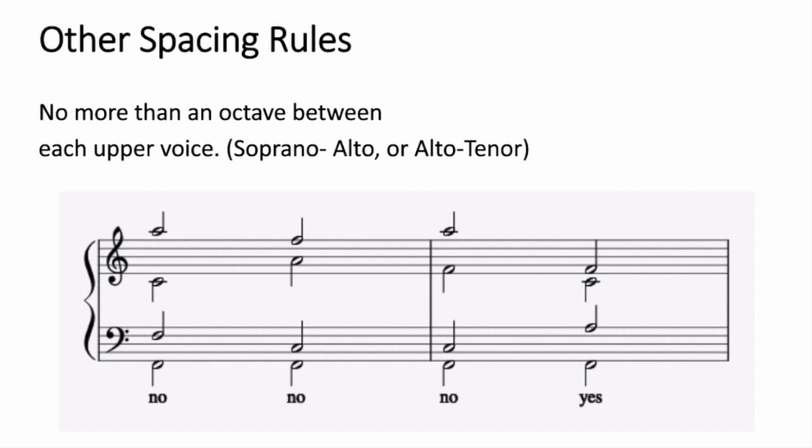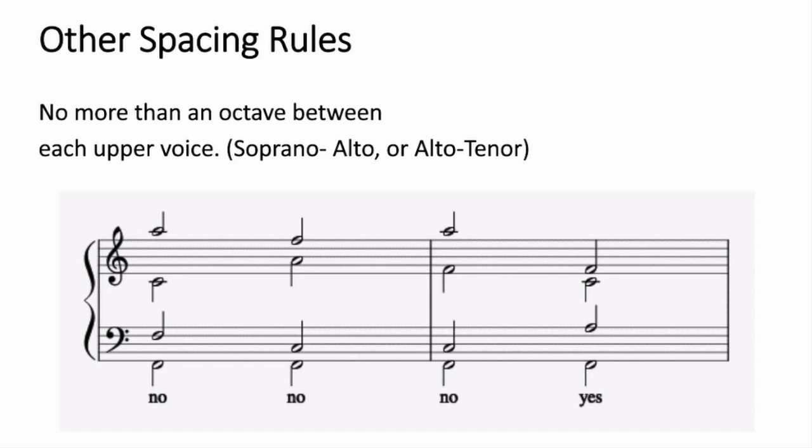Here I've shown a few examples. The chord on the left, we have an F major triad. Notice that the soprano voice is more than an octave away from the alto voice. In this style of part writing, this is not allowed. We have a similar issue between the alto and the tenor voice in the second triad here. Between the alto and the tenor, we have a distance greater than an octave. Again, this is not allowed in this style of part writing.